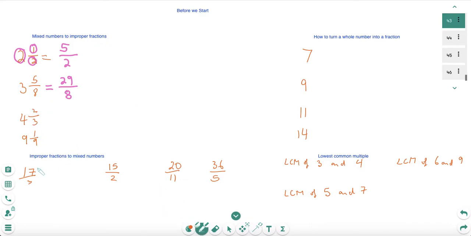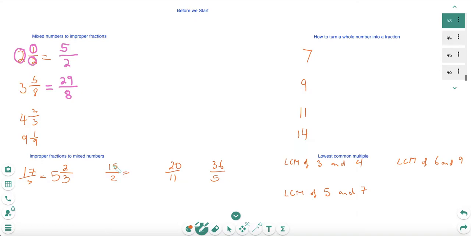Next is the reverse. We have an improper fraction we want to turn into a mixed number. Here you just think to yourself, how many 3's go into 17? Well, 3, 6, 9, 12, 15. 5 3's go into 17. 5 3's is 15, which is a remainder of 2. And our remainder goes on your numerator, and our denominator stays the same.